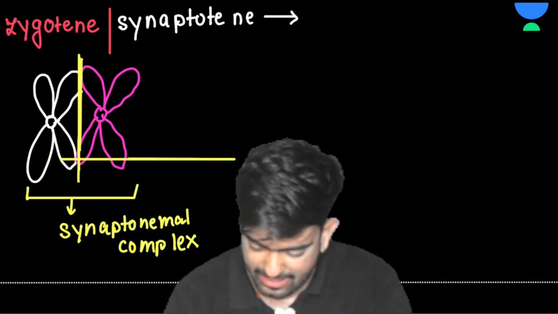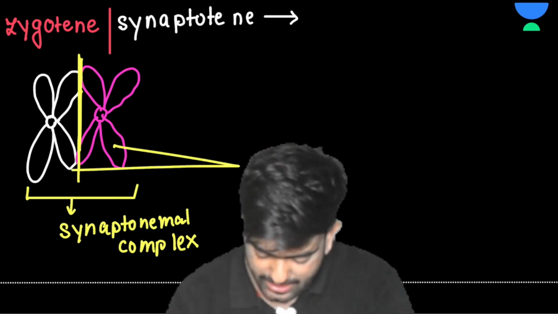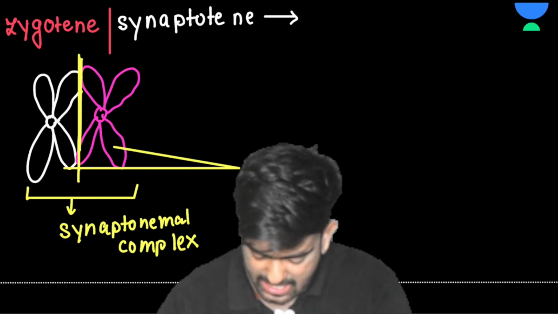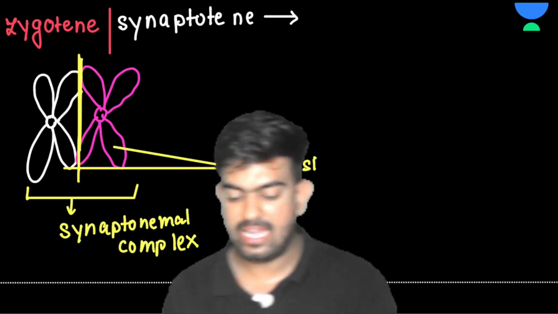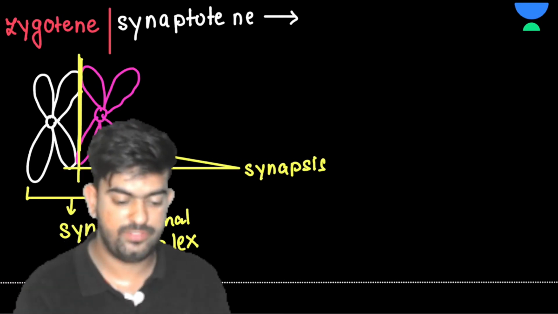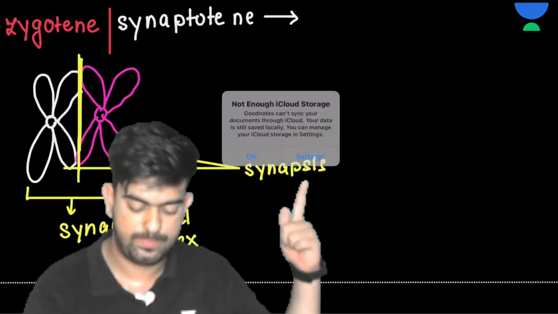We call the pair synapsis. Okay, what have they formed? They have formed synapsis. Is it visible to you? They have formed synapsis. Clear?